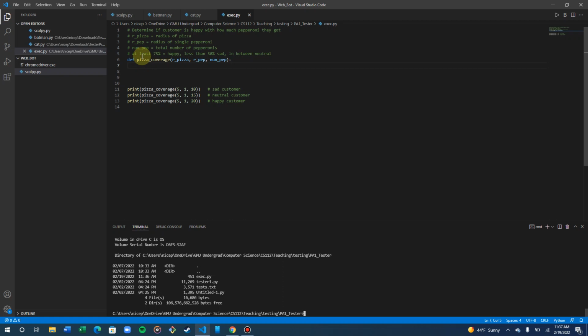So for this lab, you had to determine if a customer would be happy based on the ratio of pepperoni they got. What I mean by this is if they got at least 75% of their pizza covered with pepperoni, they are happy. If it's less than 50%, they're sad. But if it's anywhere in between, they're neutral about it.